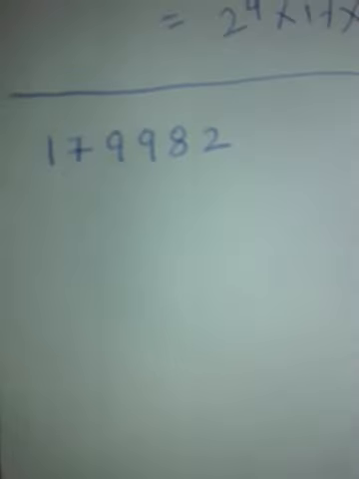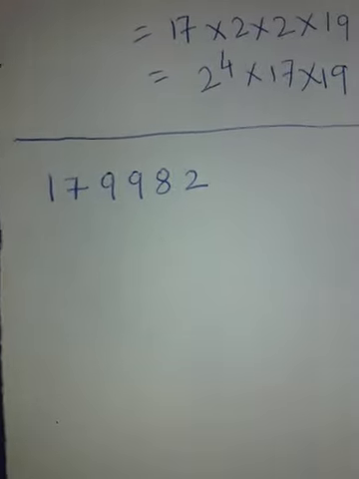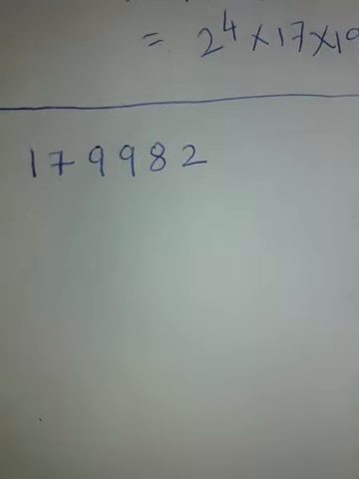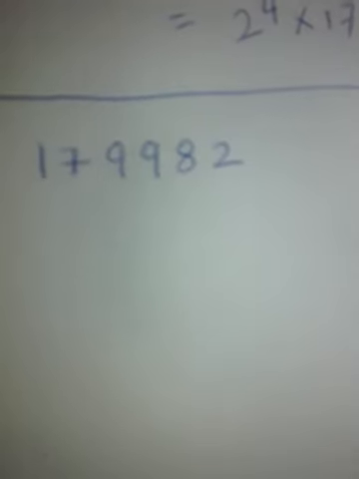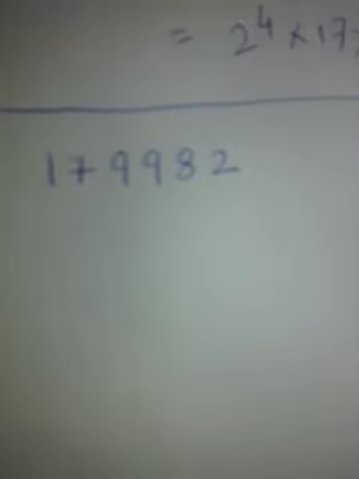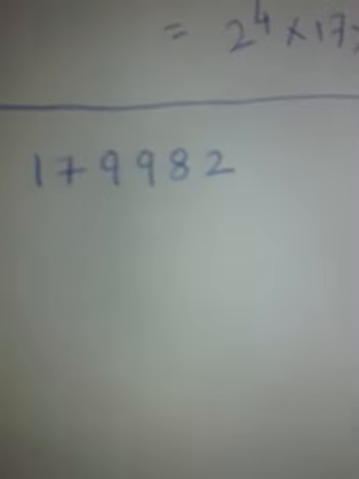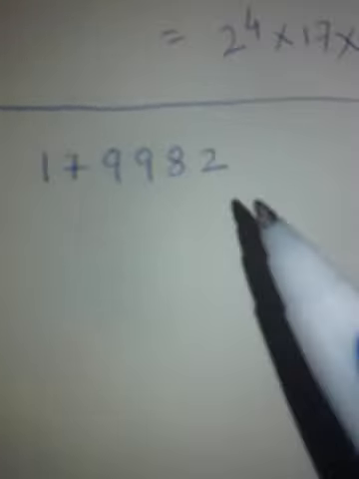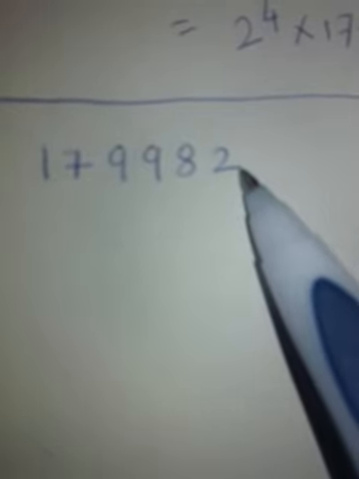Now let's try a big number. 1,79,982. When I look at this number, nothing strikes me immediately. No tables. I'm not able to understand which factor I need to choose. So what can I do here? I'll try if it is divisible by 9, divisible by 11. I'm not going to start with 2. 2 is very basic.